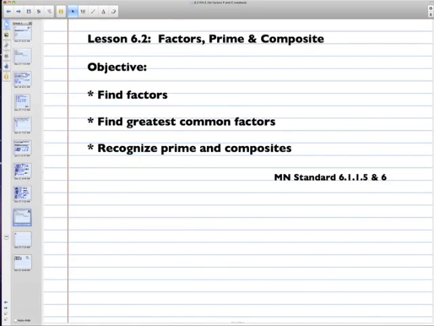Tonight's lesson was on factors, primes, and composites. Our objectives were find factors, find the greatest common factor, and just start to recognize prime and composite. If you need to review any part of this lesson, go ahead and do that now. And when you're ready to take the quiz at Schoology.com, head on over there.